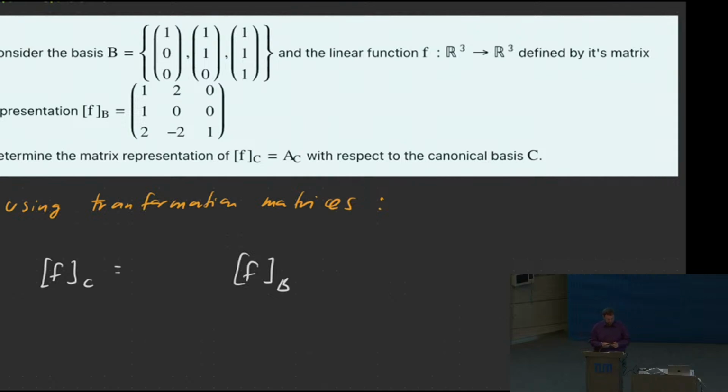So what do we need to transform and where? Well, here, on the right-hand side of this matrix, we need to have a vector in C coordinates, right? FC takes C coordinates and gives C coordinates. So the result that we'll get is also in C coordinates. Here, the input needs to be in B coordinates and the output is in B coordinates.